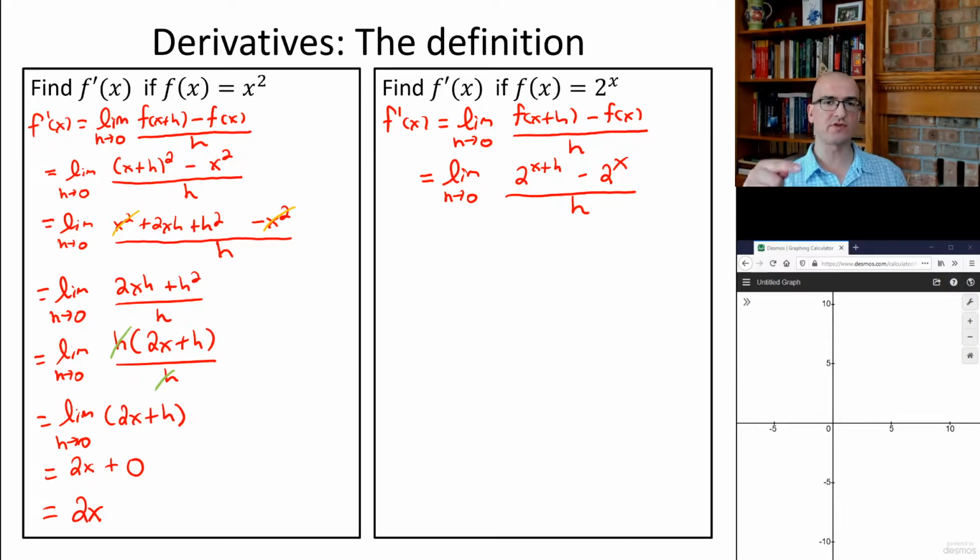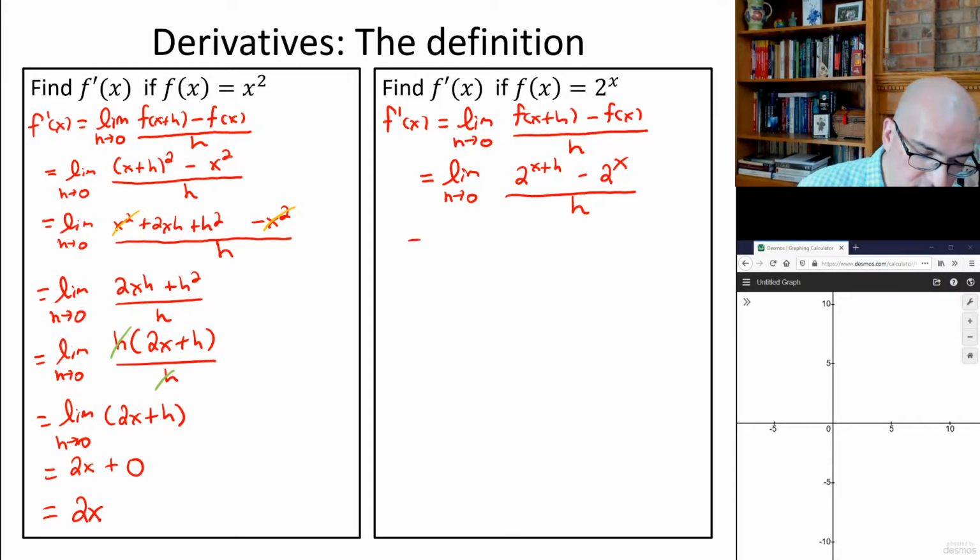So on top, we have 2 to the x minus 2 to the x, 0, divided by h. Well, we just replaced h with 0, so that's also 0. We have 0 over 0. It's indeterminate form, so there's something we have to do. The thing that we have to do here is use a law of exponents.